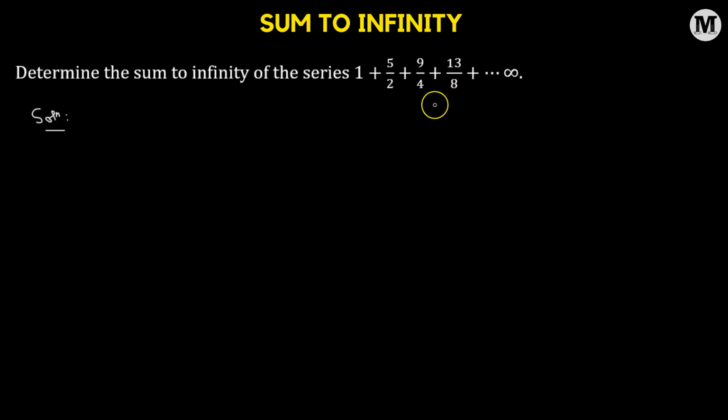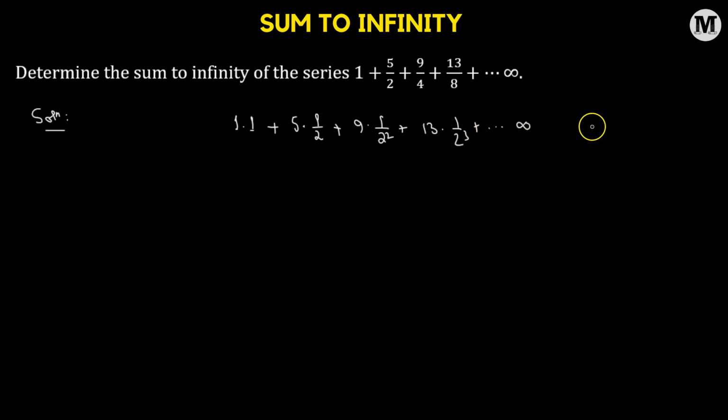However, this particular series is composed of an arithmetic sequence and a geometric sequence. To understand how it's done, we are going to rewrite each of the terms. We can rewrite the first term as 1 multiplied by 1, added to the second term, which is 5 over 2. We can rewrite it as 5 multiplied by 1 over 2, added to 9 over 4. We have 9 multiplied by 1 over 2 squared. And the fourth term, we can rewrite as 13 multiplied by 1 over 2 cubed. So this goes all the way up to infinity.